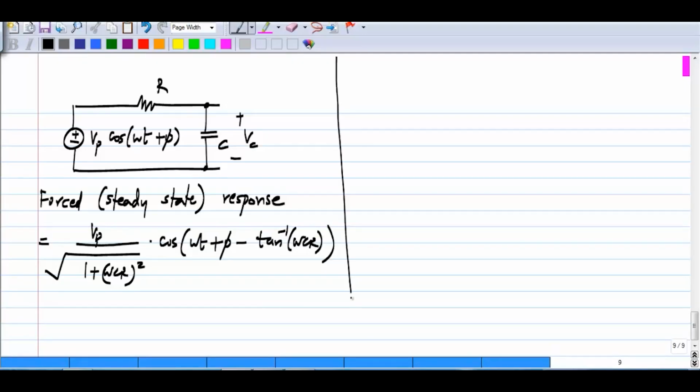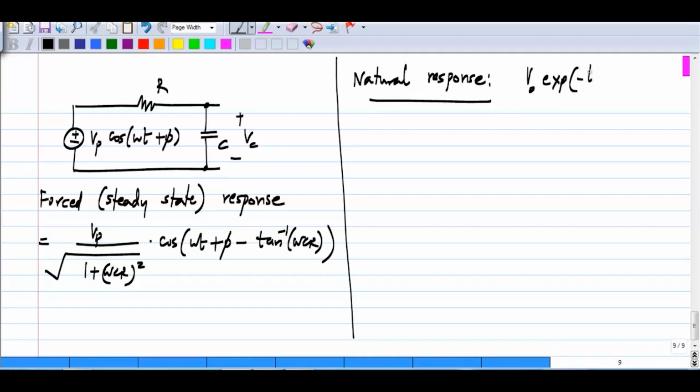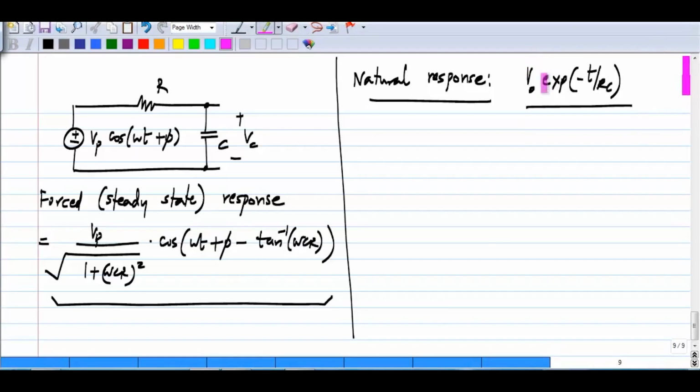Now the natural response is of the form V0 exponential minus t by RC. Okay, so this is the response of the RC circuit when no input is given to it. Okay, this will always be present. Now this you know from basics of linear differential equations, that the total response can be the steady state response plus a scaled version of the natural response.